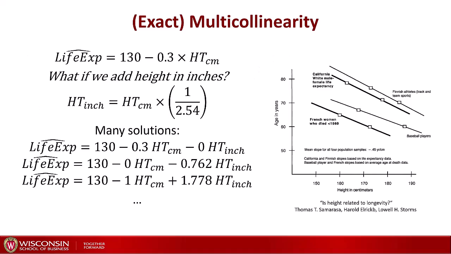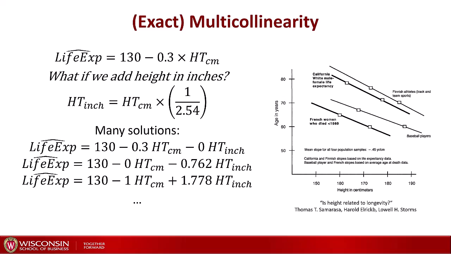Here is an example. Say we want to run a regression of life expectancy on height in centimeters. In our sample, we find that the estimated coefficients are 130 for the intercept and minus 0.3 for the slope. Then we are wondering if we should add height but in inches to the regression. Height in inches is proportional to height in centimeters. It's just height in centimeters divided by 2.54.